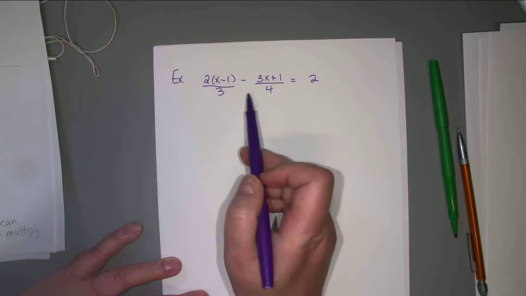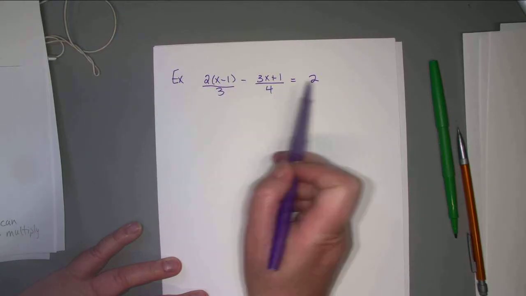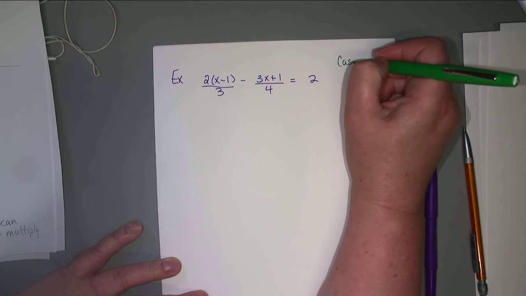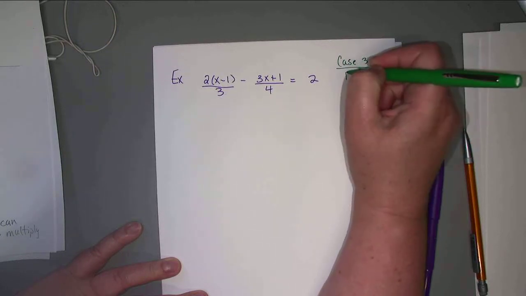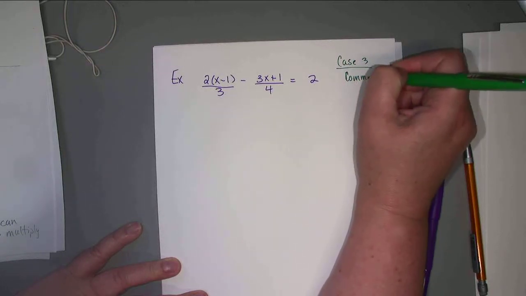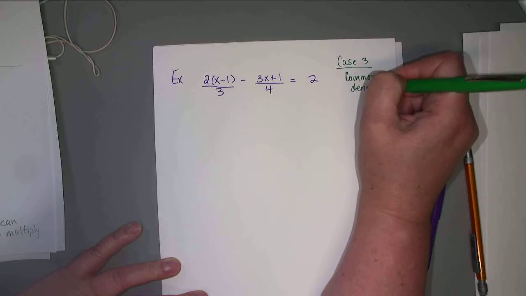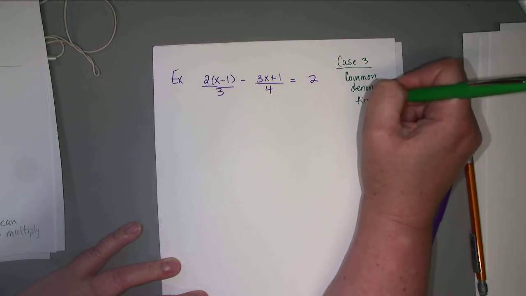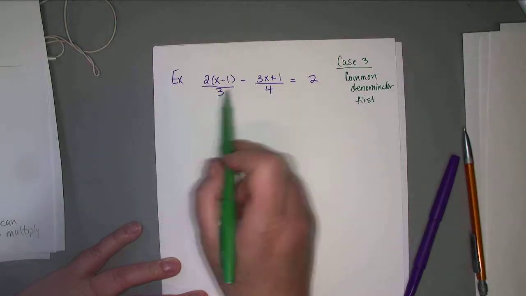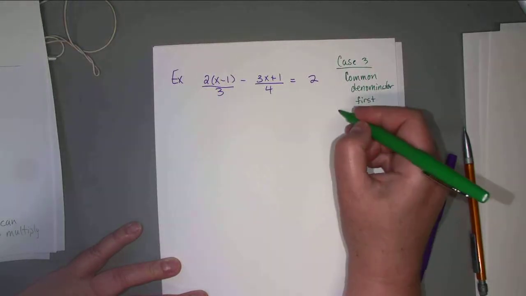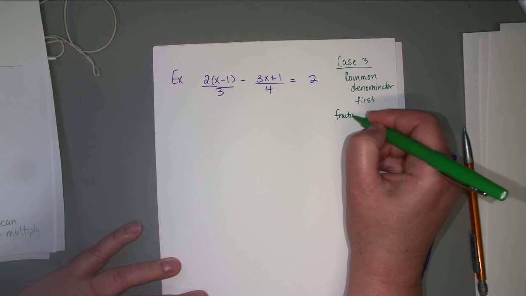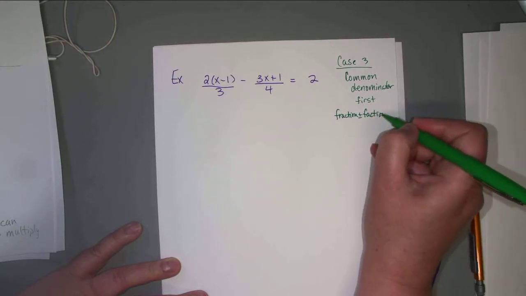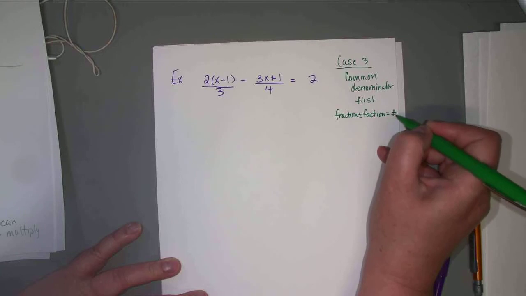Okay, so what we have is 2 fractions and a number. So we'll call this case 3, where we need to find a common denominator first, and then we cross multiply. So you cannot cross multiply when there's 3 terms. So this is like a fraction plus a fraction, or minus, is equal to a number or even another fraction.